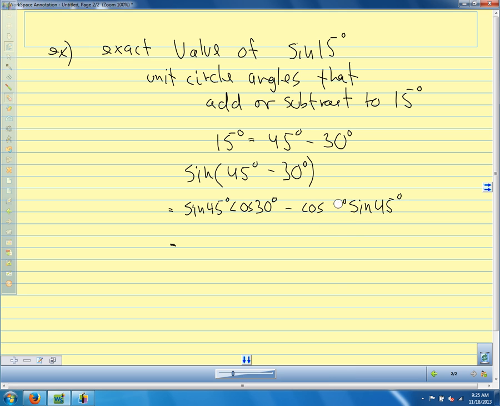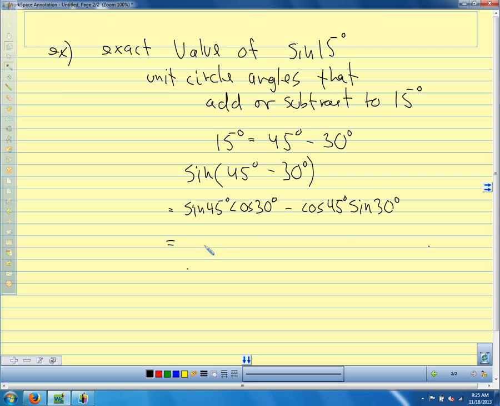Oh yeah, I've put these backwards. Otherwise I have sine of 45 twice, right? Alright, so now we have a unit circle problem. Now that we've gotten this correct.